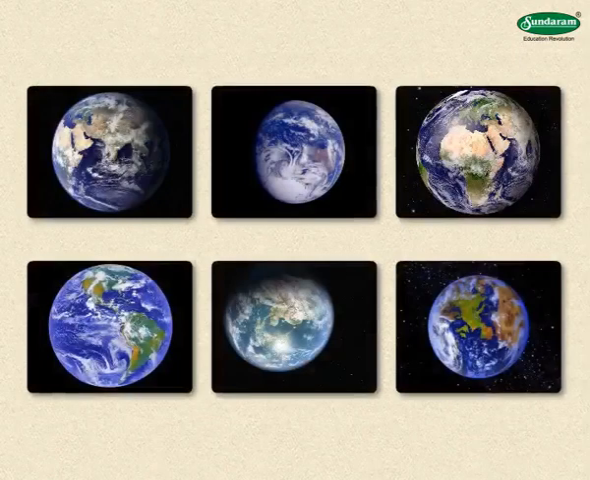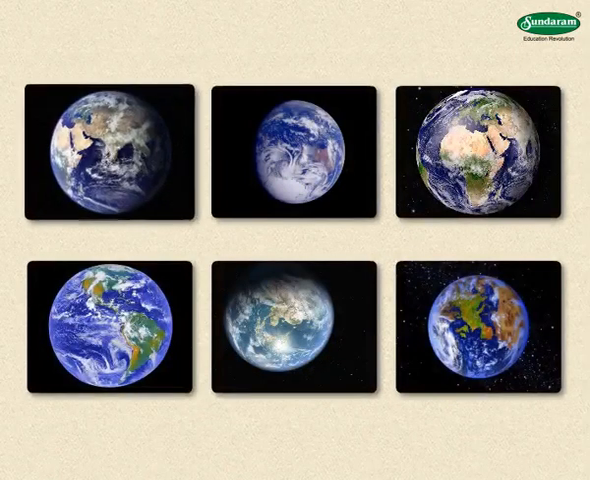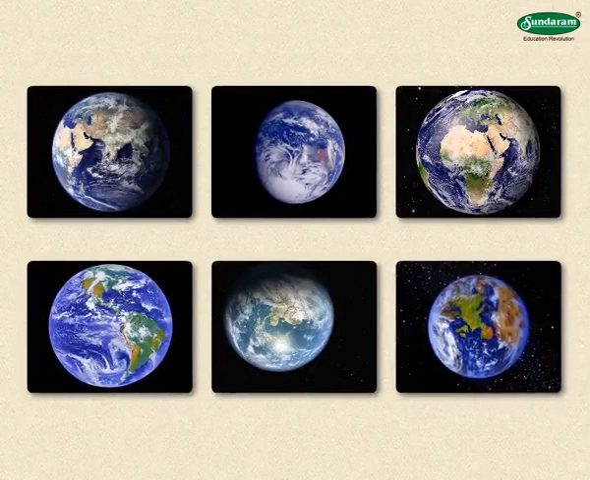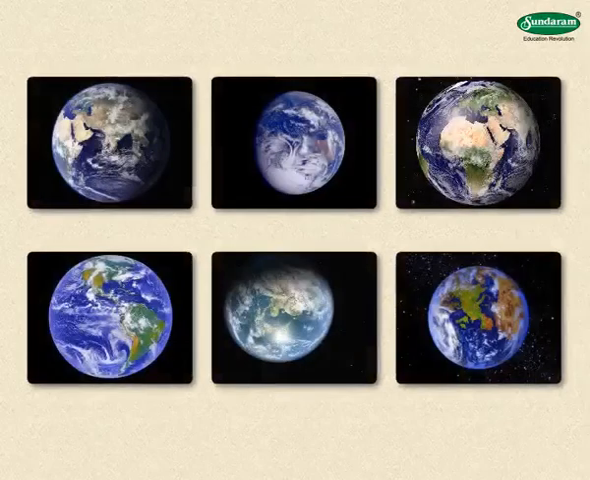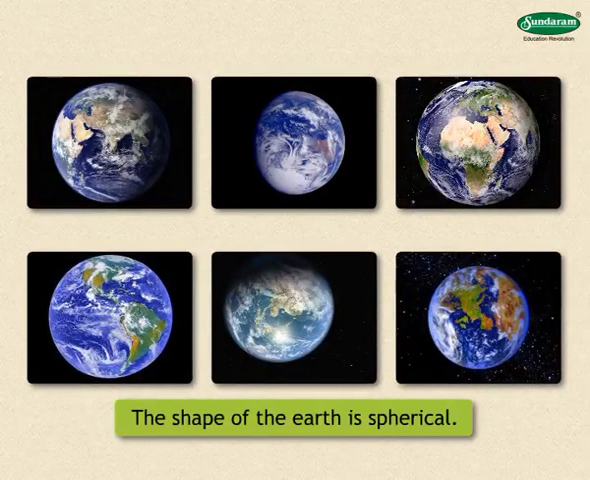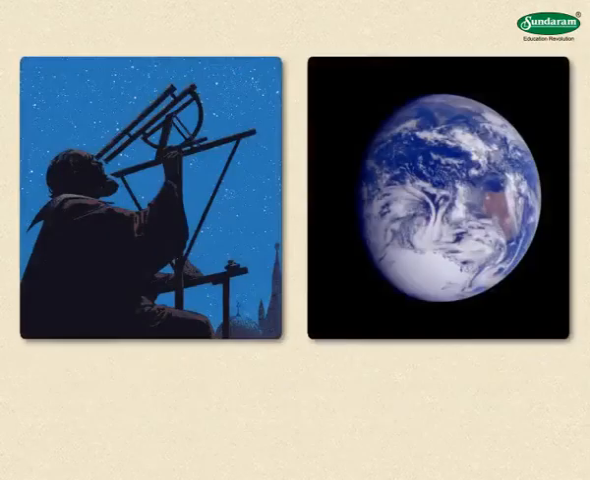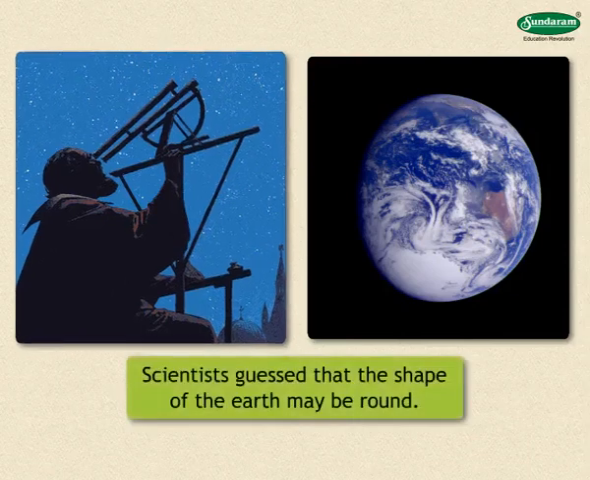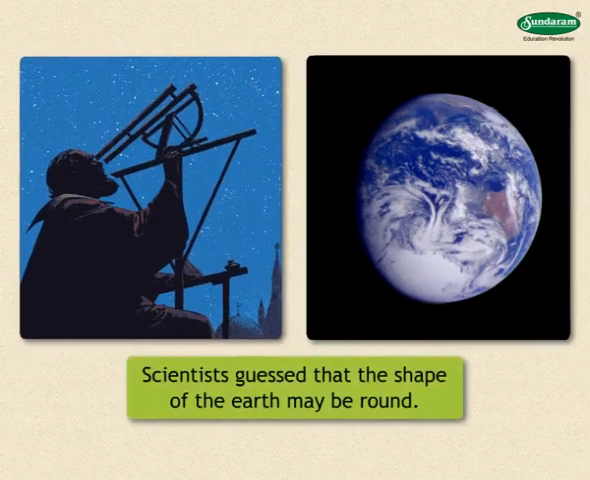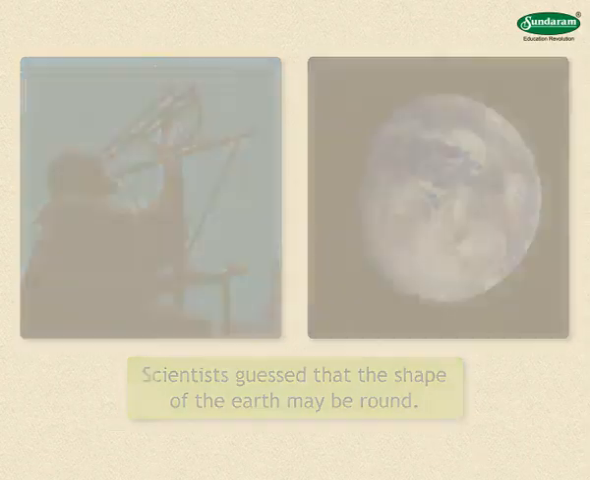Nowadays, the Earth can be photographed from different angles with the help of artificial satellites and spaceships. We learn from these pictures that the shape of the Earth is spherical. In ancient times, it was not possible to get such pictures. Even then, scientists guessed that the shape of the Earth may be round.